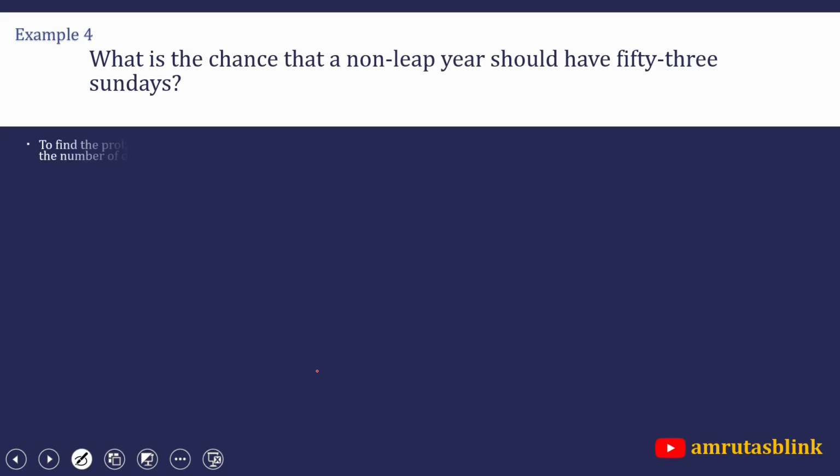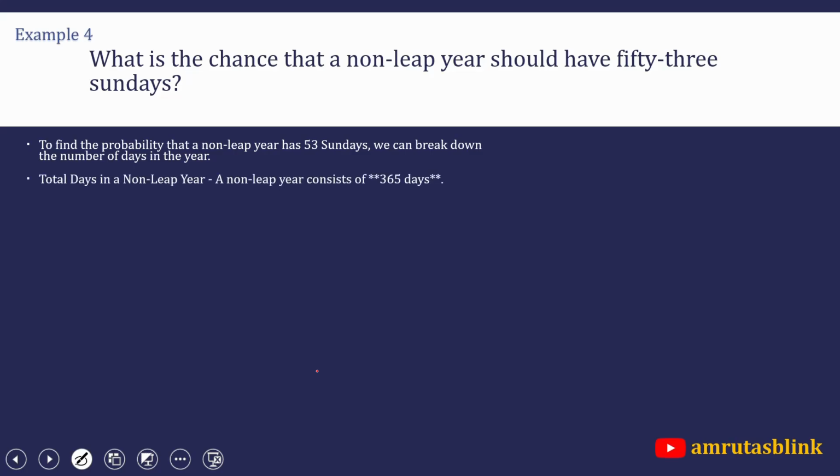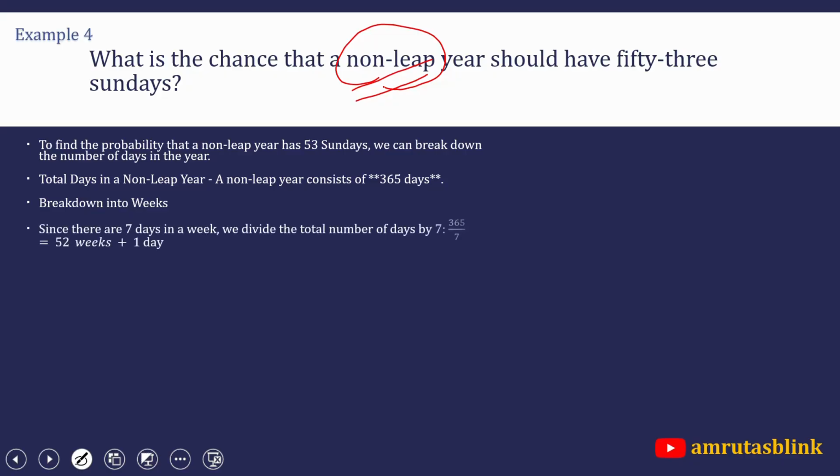Now let's understand this scenario first. So to find out the probability that a non-leap year has 53 Sundays, first of all we have to break down the number of days during a year. So let's say how many total number of days are there in a non-leap year? So in a non-leap year there are always 365 days. Now focus on this part of the question, that is it is a non-leap year. If it's a leap year, then number of days are 366, but it is a non-leap year, hence number of days are 365.